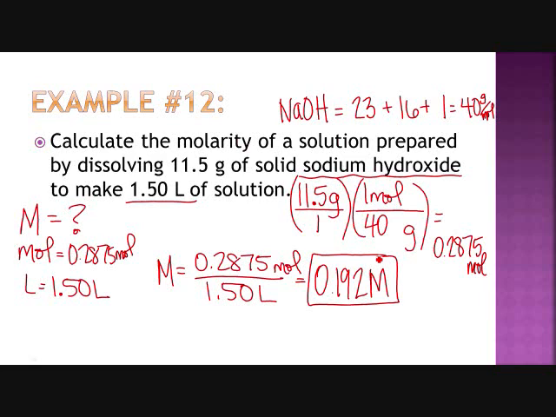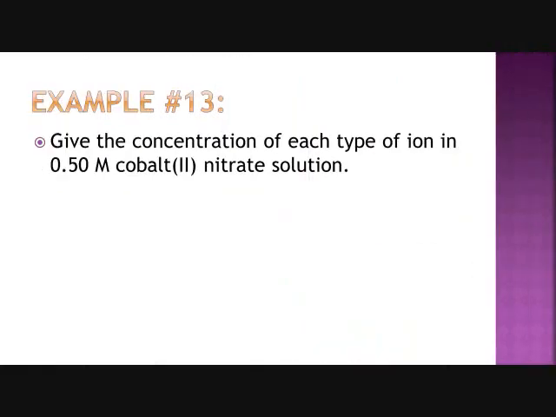Okay, now I unfortunately didn't realize that for some reason it printed weird. I didn't go back and check that. But for example 13, give the concentration of each type of ion in 0.5 molar cobalt-2 nitrate solution. Just like when you have a balanced chemical equation and we use a mole ratio, we can figure out mole ratios based on the number of ions present in a compound in order to change molarities. So the first thing we need to do is write the formula for cobalt-2 nitrate.